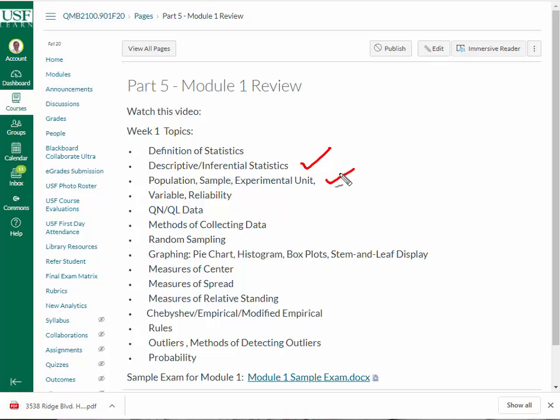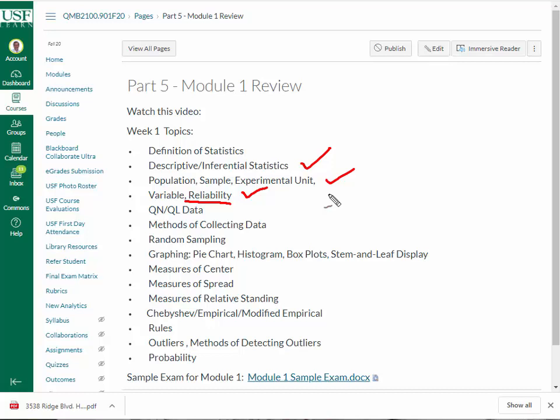We collect variables from those experimental units. So I ask a USF student how tall they are, what's their GPA, what's their gender, are they a full-time student or not. Some of those are quantitative, some of those are qualitative. Quantitative are numerical, qualitative are the categories or categorical data. Measure of reliability: our inferences allow us to take sample data and make statements about populations.